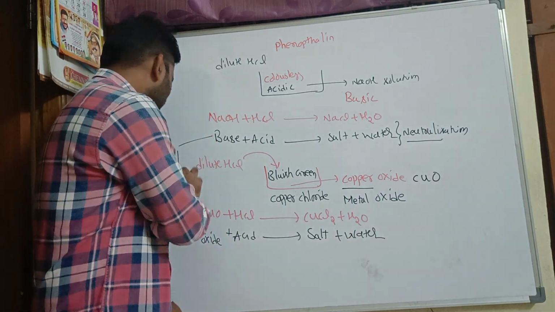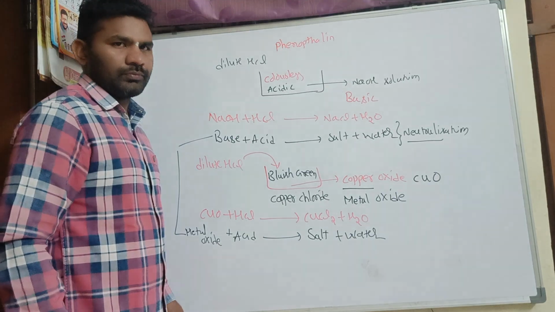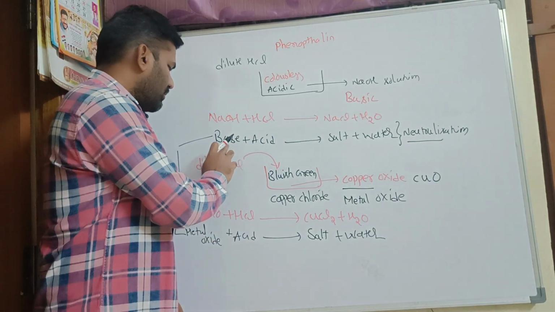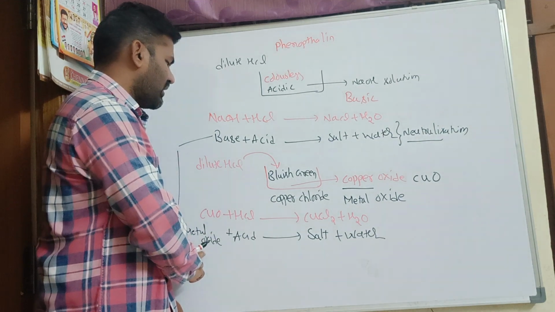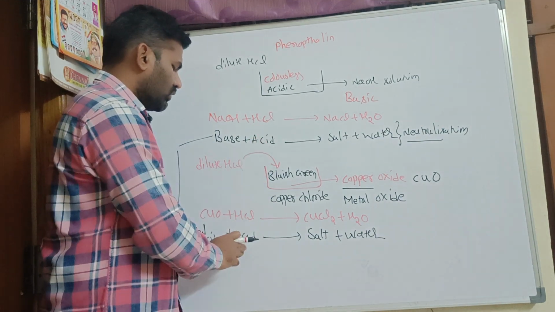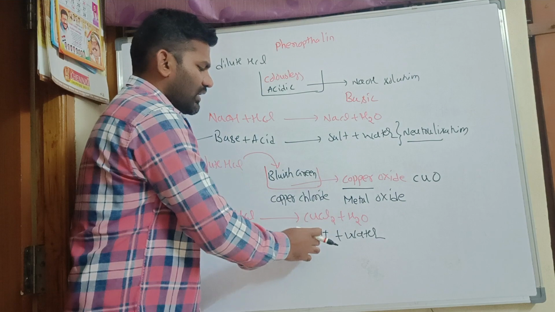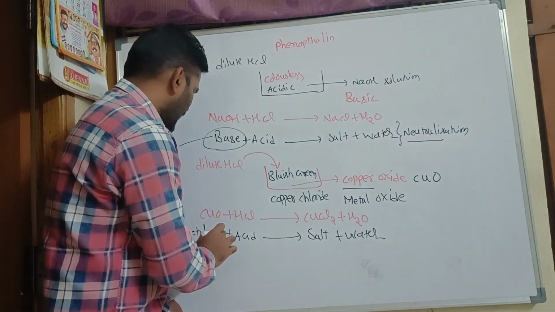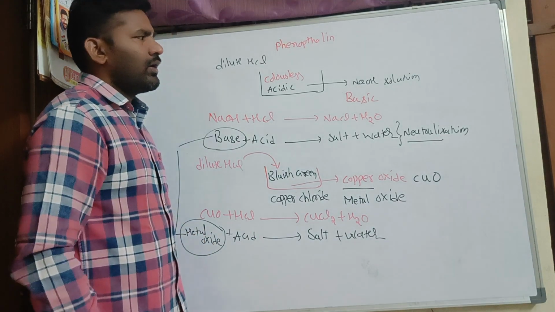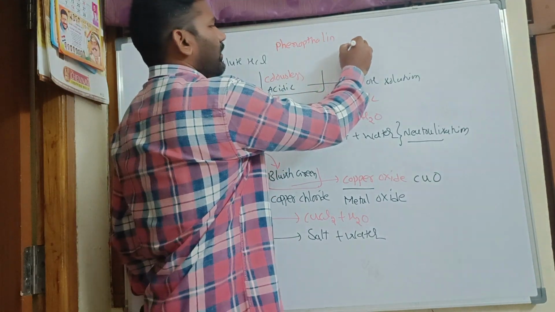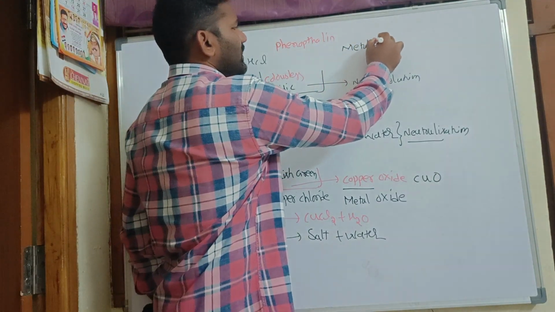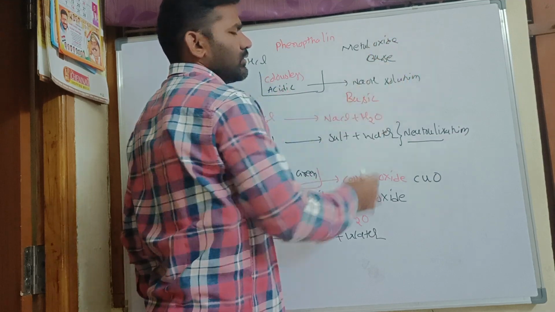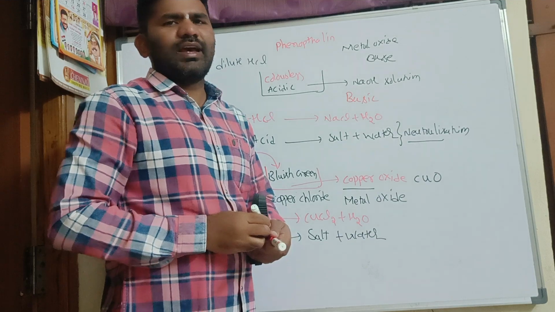When I compare these two equations, here, instead of base I am taking metal oxide. Both the acids are the same. Here they are forming salt and water. From these two cases, I can clearly say that metal oxides are acting as bases.